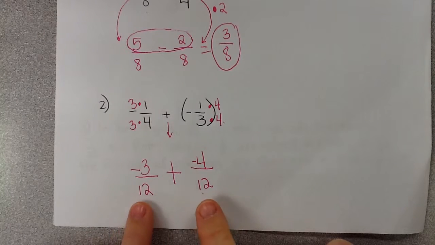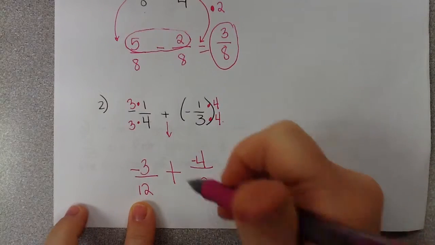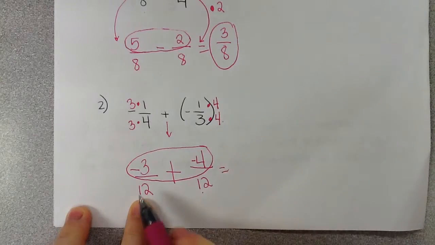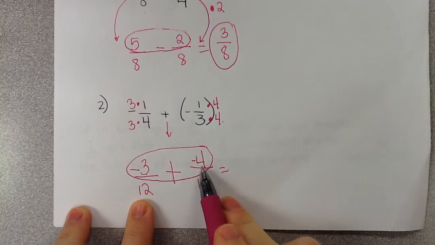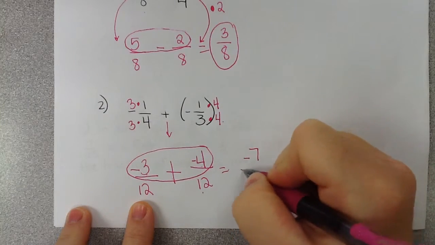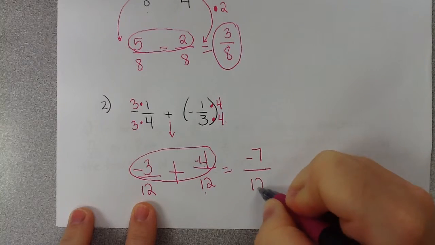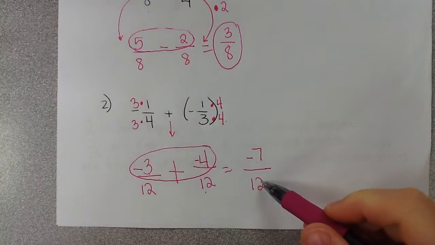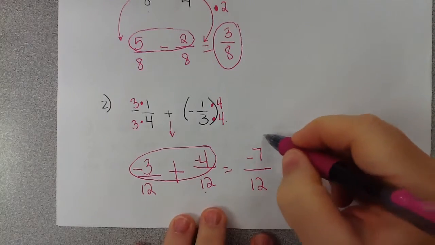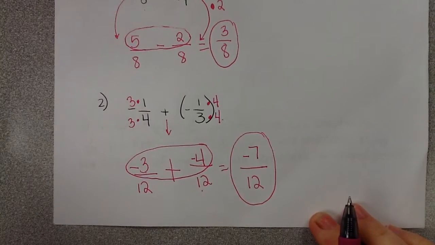Now, do we have matching denominators? Yes. So now I can add the top pieces. Negative 3 plus negative 4 is negative 7. And what will our bottom piece be? 12. Can this be simplified at all? No, it cannot. So our final answer is negative 7/12. Nice job.